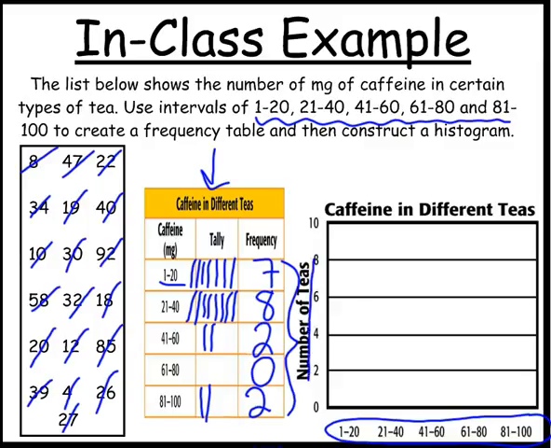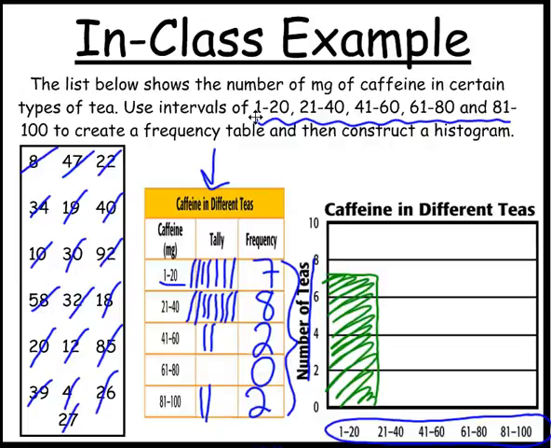For our first bar, we're going to create a chart from 1 through 20. There are 7 teas that had milligrams 1 through 20. So on our interval of 1 through 20, we're going to create a bar up to the number 7. Obviously 7 is between the numbers 6 and 8, so that's why it's in between there. Then we're just going to shade that in. If you have different colored pencils, it might be easier to visualize. Otherwise, do different types of shading, and that's okay too. But you do have to shade it in. So that's our bar for milligrams 1 through 20.